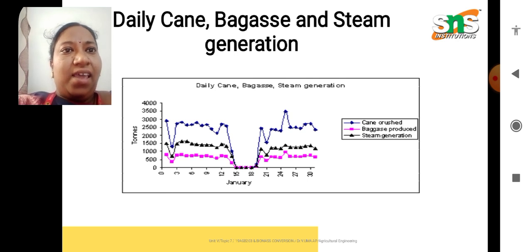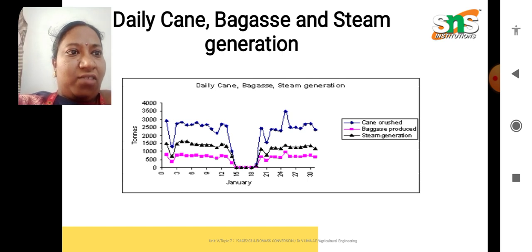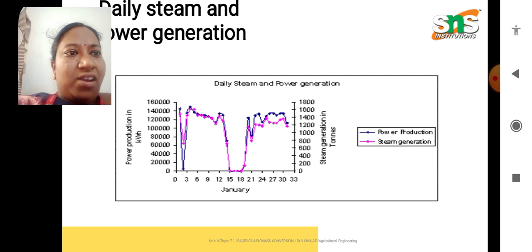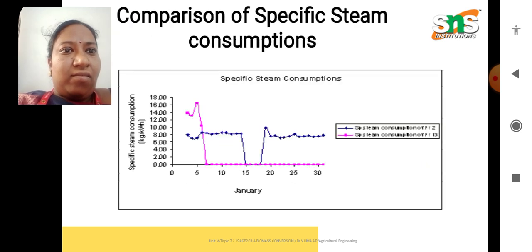This is the daily cane bagasse generation and steam generation of Rajshri Sugars. From the figure we can see that as the cane crushed increases, the bagasse produced is also used for the production of steam in the boilers. Daily steam and power generation: power generation increases as the rate of bagasse production increases. So this is the comparison of specific heat consumption.